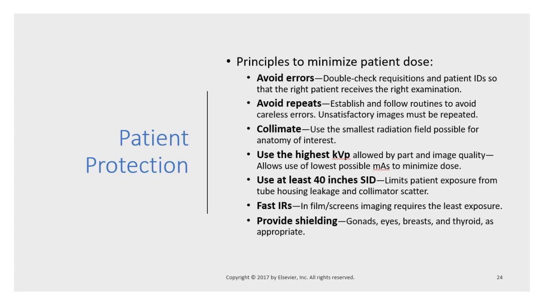Collimate. Use the smallest radiation field possible for the anatomy of interest. Use the highest kVp allowed for the part and image quality. It allows you to use the lowest mAs to minimize the dose to the patient, and we'll get further into that when we get to physics. Use at least 40-inch SID, so it limits patient exposure from the tube housing leaking and the collimator scattering.